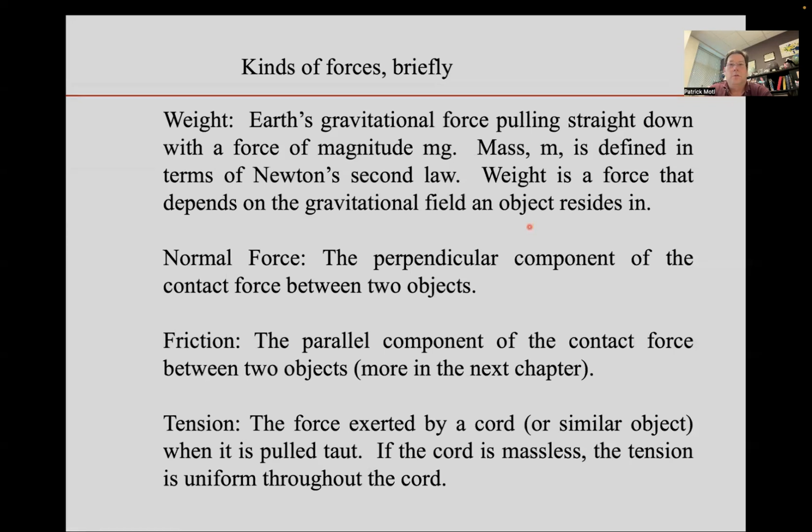We have Newton's first law of motion, which tells us what to expect for an object when the sum of the forces is zero. We have Newton's second law of motion, which tells us what to expect when the sum of the forces is not zero.